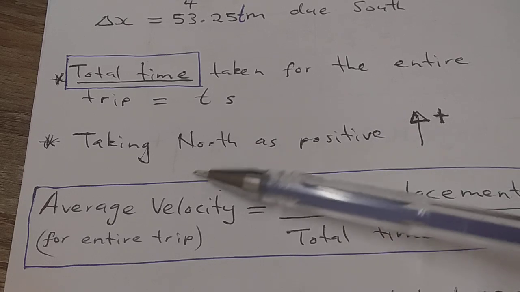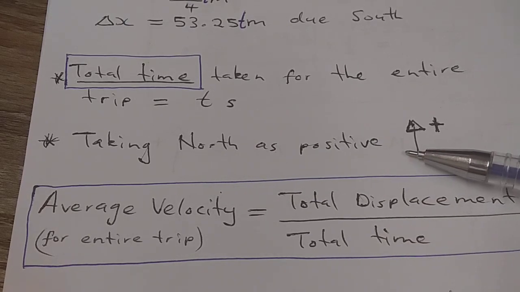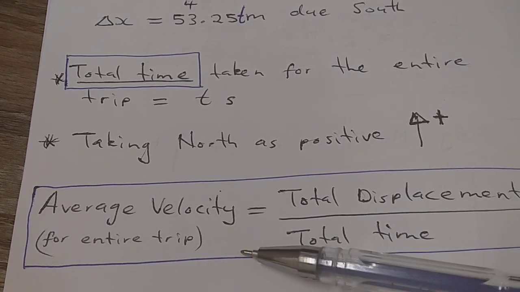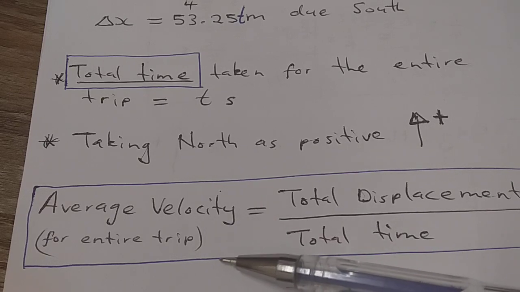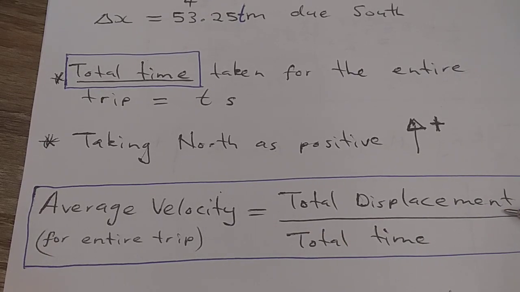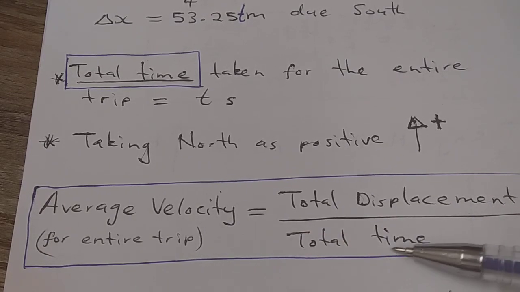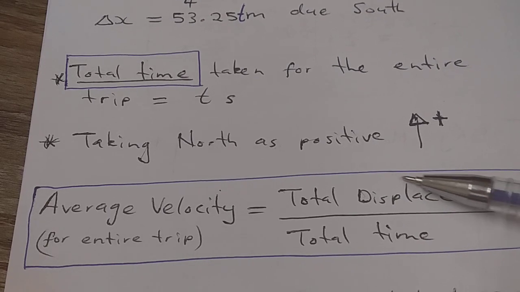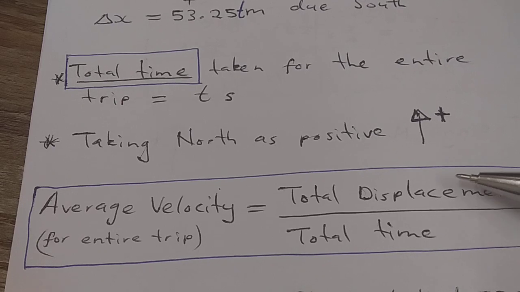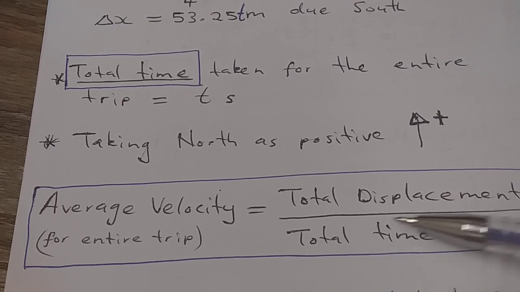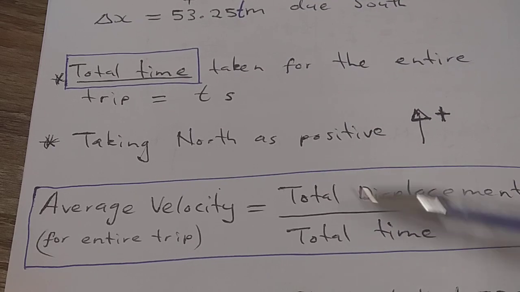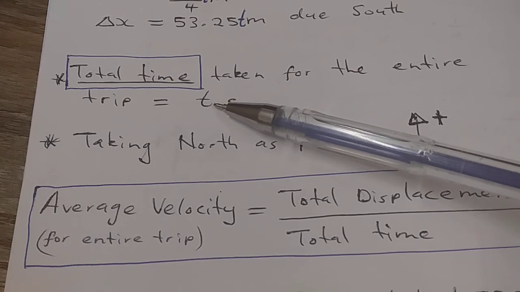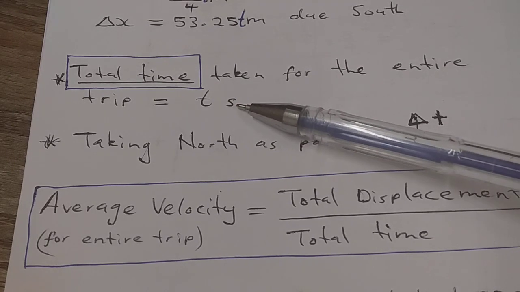Okay. So taking north as positive upwards, the average velocity for the entire trip is equal to the total displacement over total time. Which means you are going to add the displacement due north plus the displacement due south. Then we divide it by the total time for the entire trip, which is t seconds.